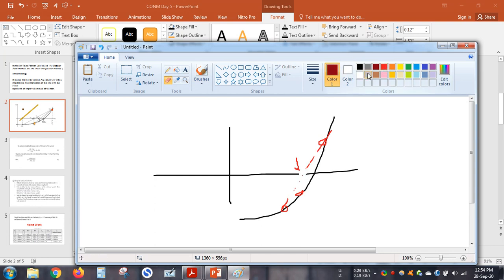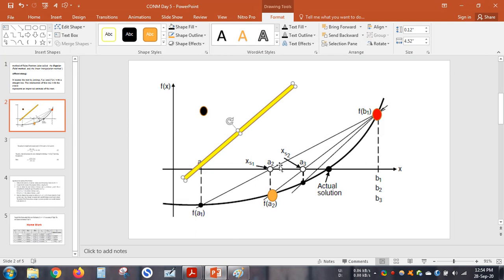I will find out this. So in this way I can find out my approximated root. I hope you are able to understand it.